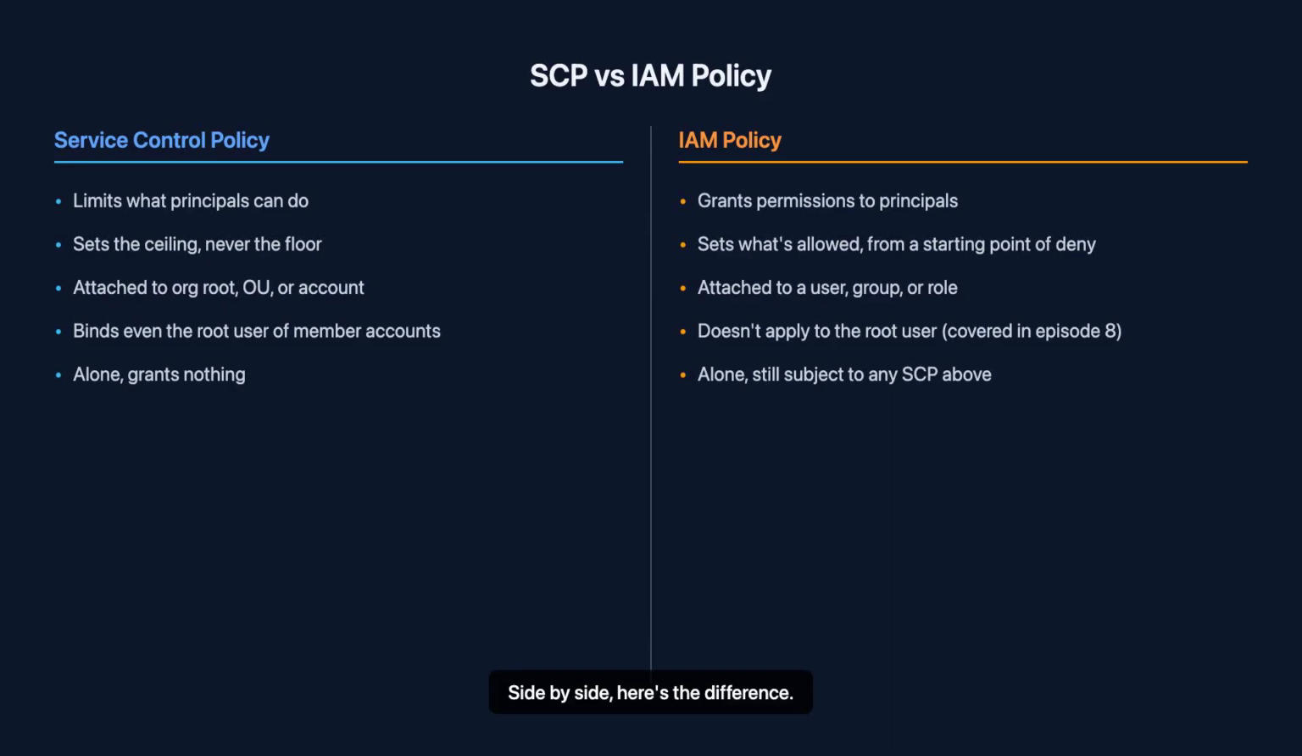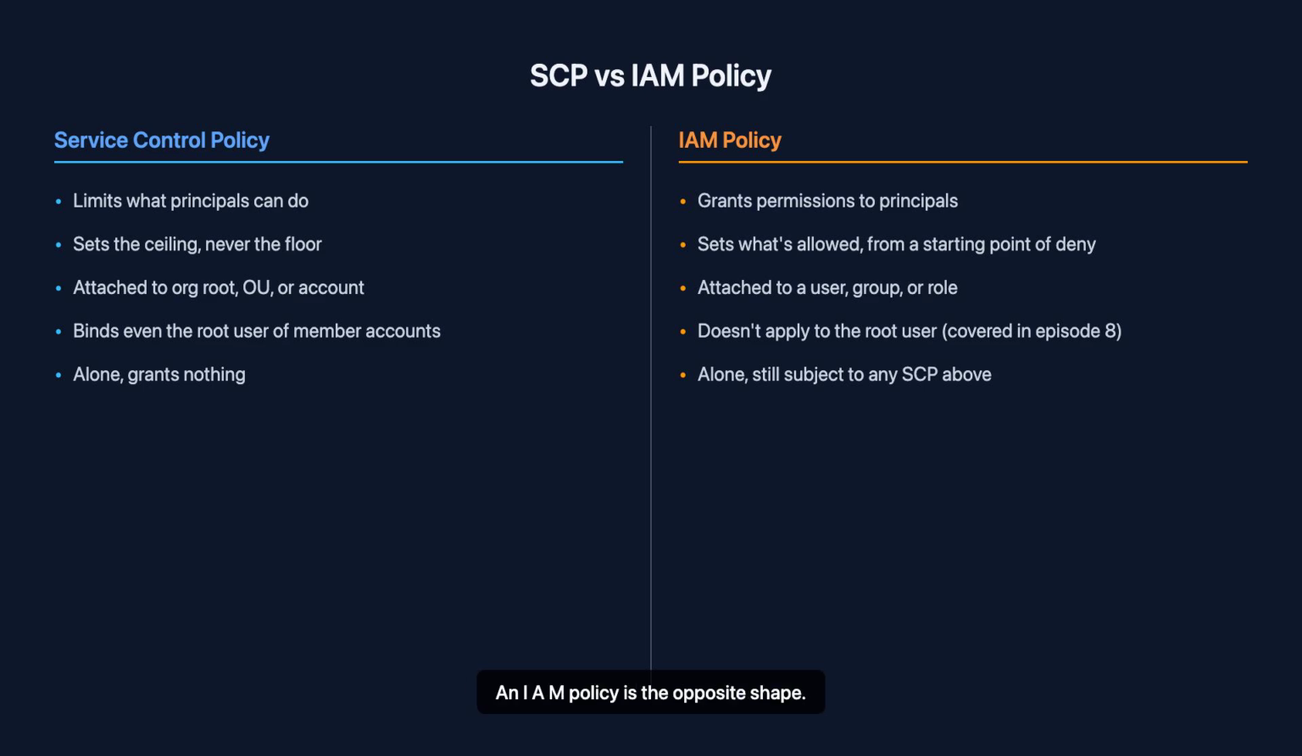Side by side, here's the difference. An SCP limits what principals can do. It sets the ceiling, never the floor. It attaches to the org root, an OU, or an account, and it binds even the root user of a member account. On its own, it grants absolutely nothing.